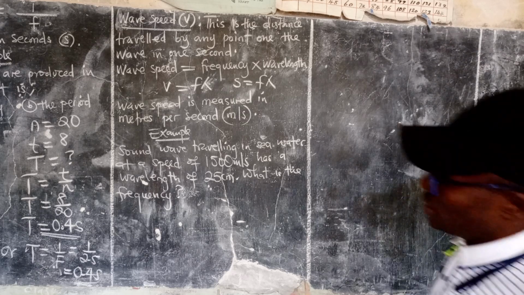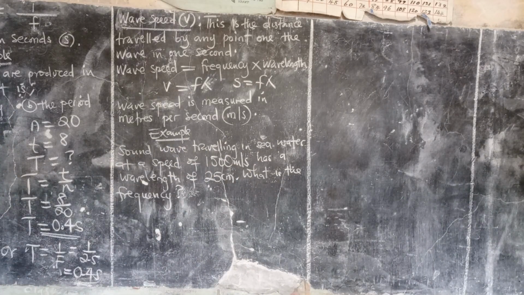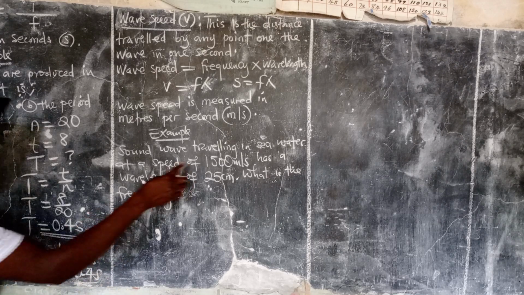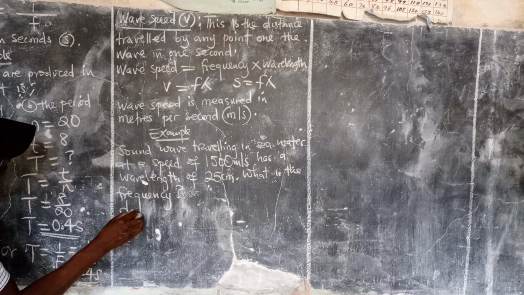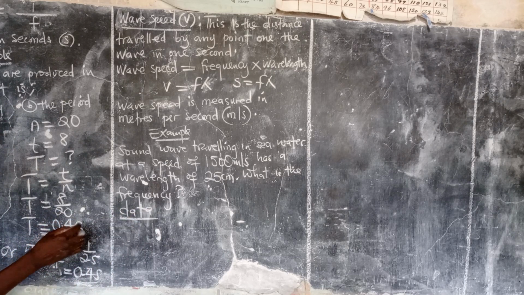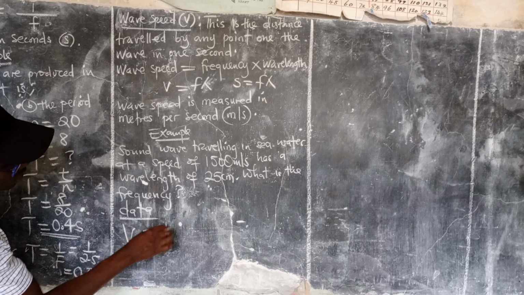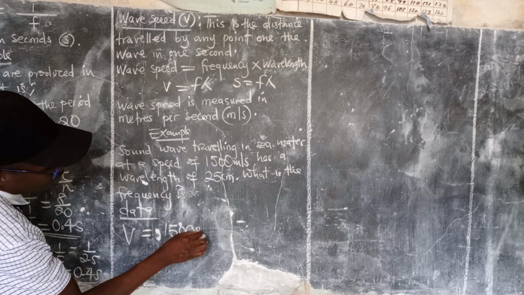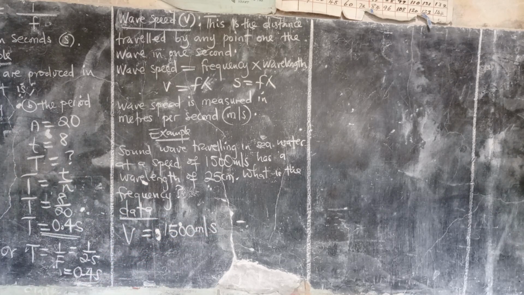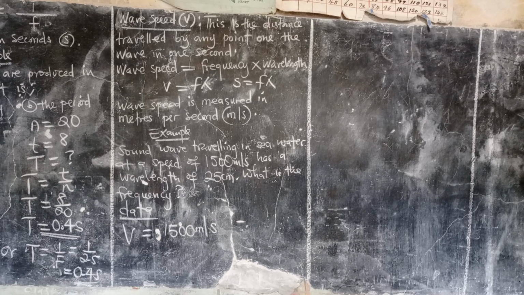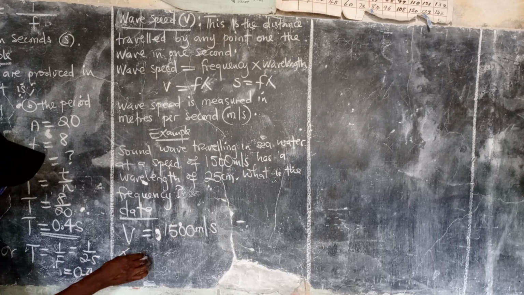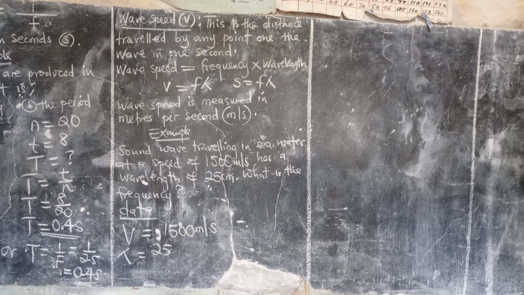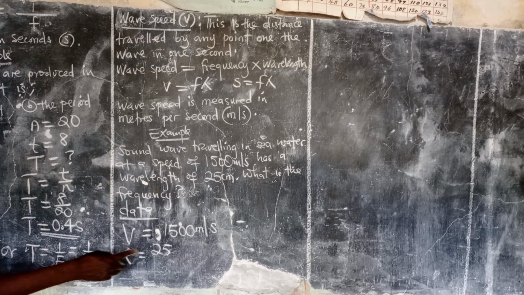Now the question comes in. A sound wave traveling in seawater at a speed of that. So we have the speed. Write your data. Do you know the speed there? Yes. Our speed is 1,500 meters per second. It has a wavelength of 25 centimeters. So the wavelength, which is lambda, is 25. But what did we say about wavelength? Wavelength must always be in meters. How do you convert this into meters?